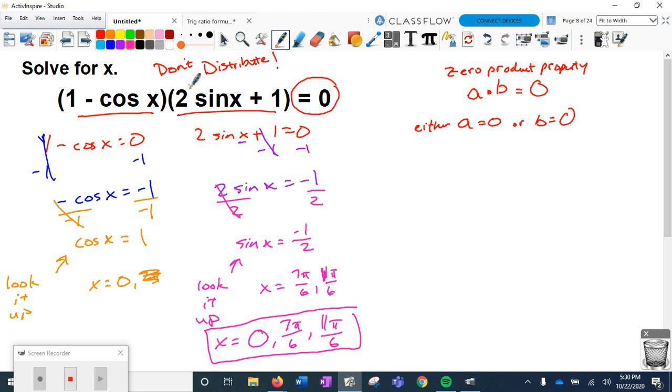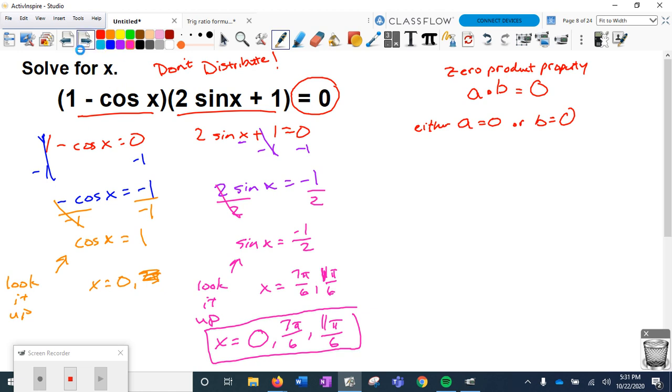If you're multiplying and you equal 0, don't distribute, set them equal to 0 and solve each one separately. The answer that turns this into 0 will make this a true statement, and the answers that turn this into 0 will make this a true statement still, right? Because if this part's 0, 0 times anything is still 0. If this part is 0, anything times 0 is still 0. Okay? The zero product property is amazing.